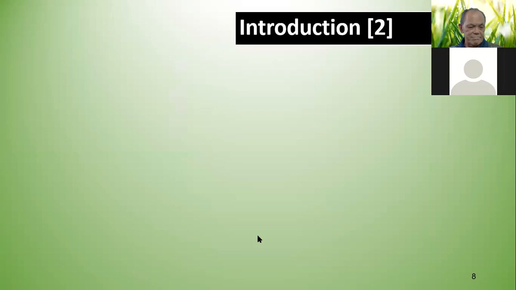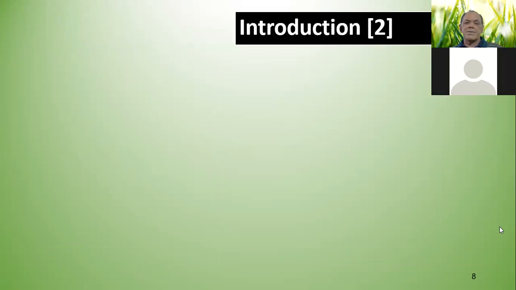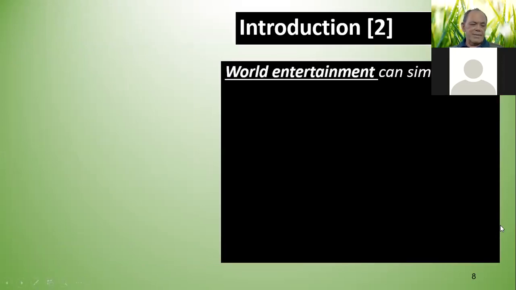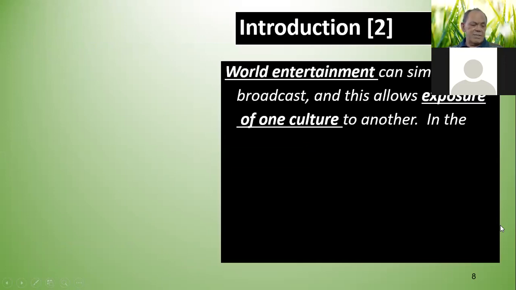You need a van with a microwave dish, and you can be near a war zone and monitor what's happening, if the commander allows you to be there. World entertainment can similarly be broadcast, and this allows exposure of one culture to another, so that we are aware that people are of a different culture and can be more tolerant.